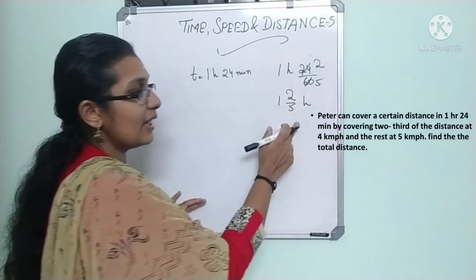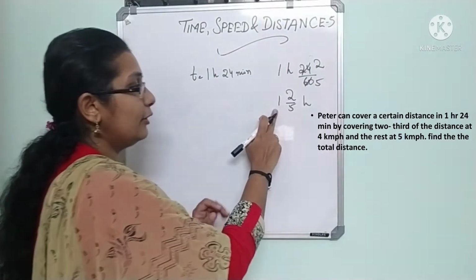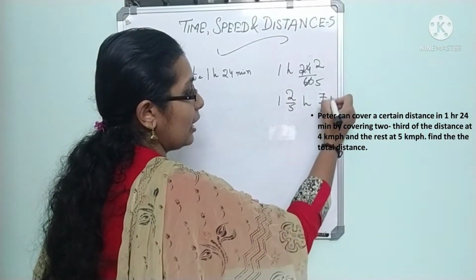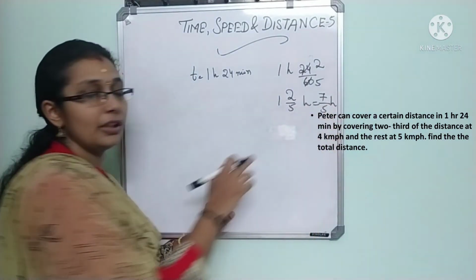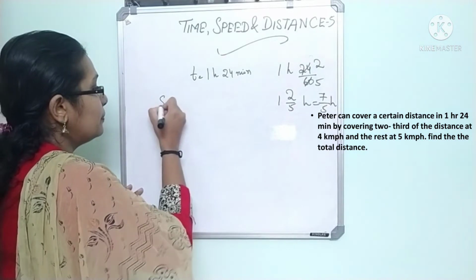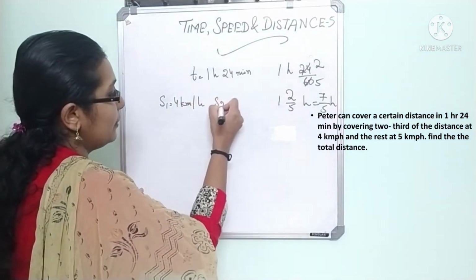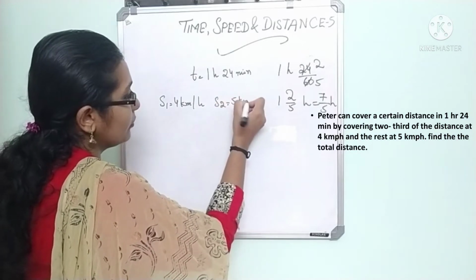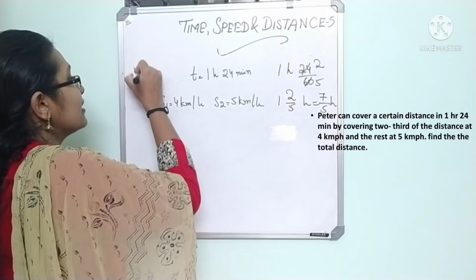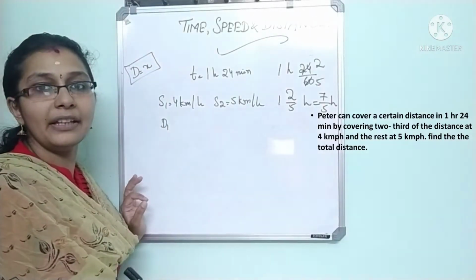So this is a mixed fraction. Convert it into an improper fraction. So 5 into 1 is 5, 5 plus 2 is 7 by 5 hours. So converted to an improper fraction. Now the speed given is 4 km per hour and the second speed is 5 km per hour. Correct? And the condition is, let us consider the total distance to be x because that is what we have to find out.